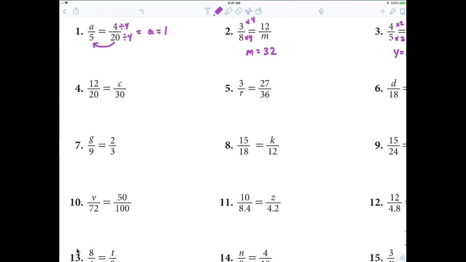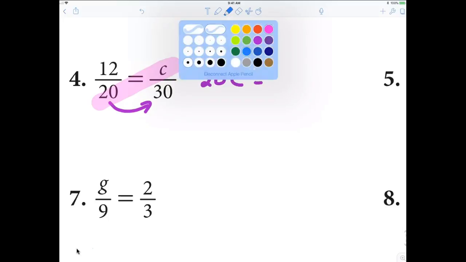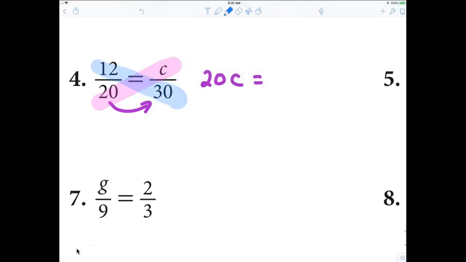All right, now let's take a look at question number 4. All right, now, really, I don't feel like there's a quick relationship to get to 20 to 30. So, does anybody remember how we solved proportions from last year? We cross-multiplied. So the first thing we did was C times 20. So everybody write down 20C. 20C is equal to, now I multiply the 12 and the 30 together. When I do that, I get 360.